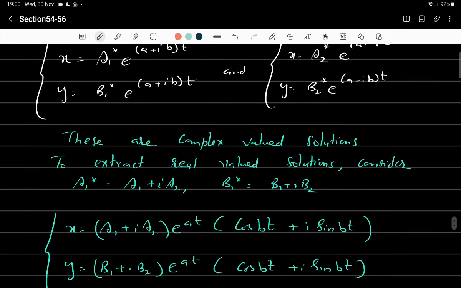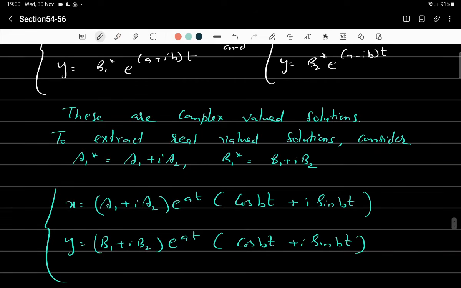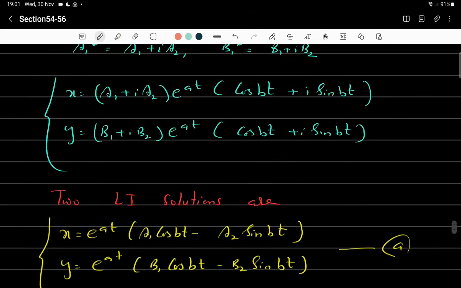So you consider a plus ib, and you replace a1 star with a1 plus ia2, b1 star with b1 plus ib2. Yes, then e raised to the power at is there, and e raised to the power ibt would be cos bt plus i sin bt. So now this is how our x and y look. Now we consider the real part and the imaginary part separately. That gives us the required two linearly independent solutions.